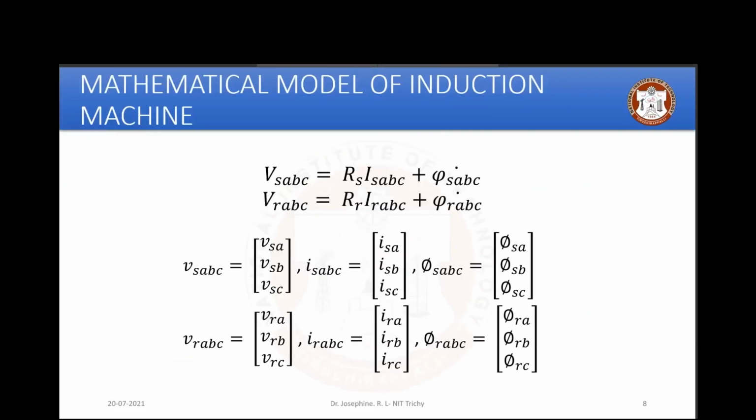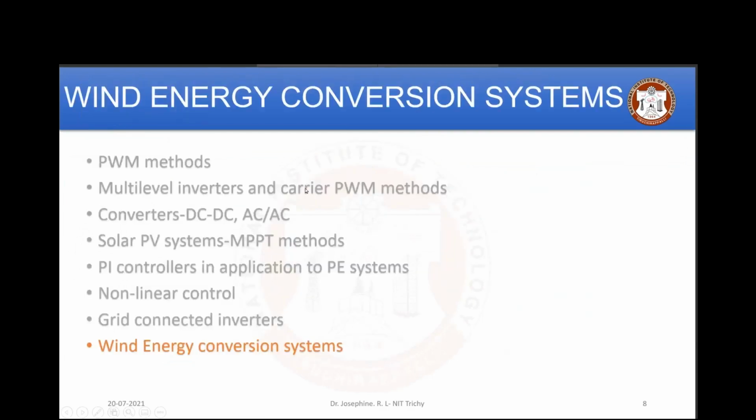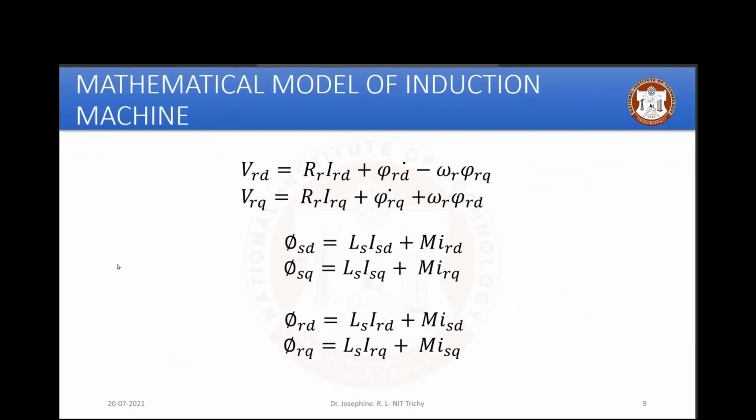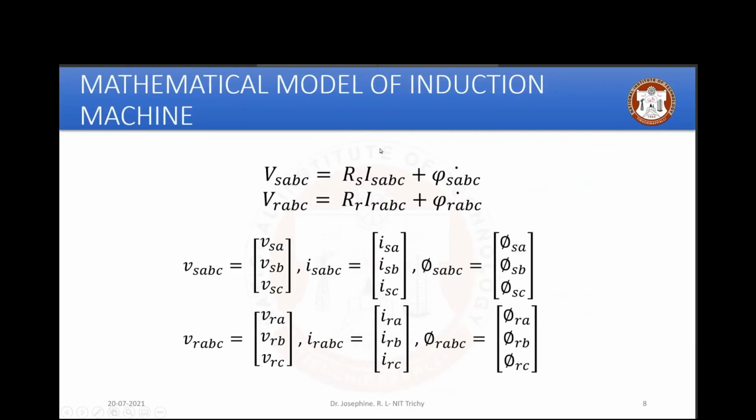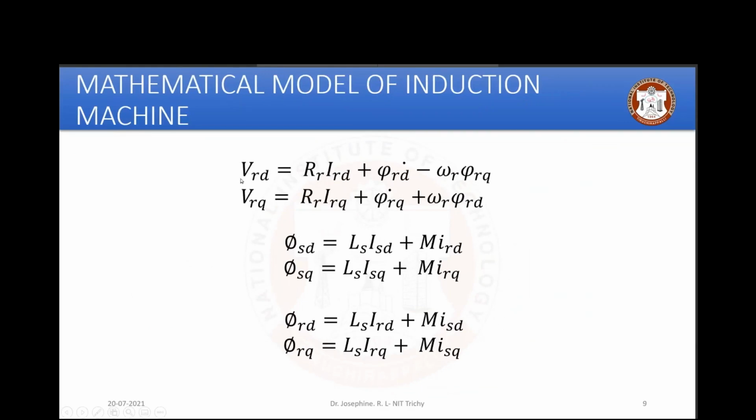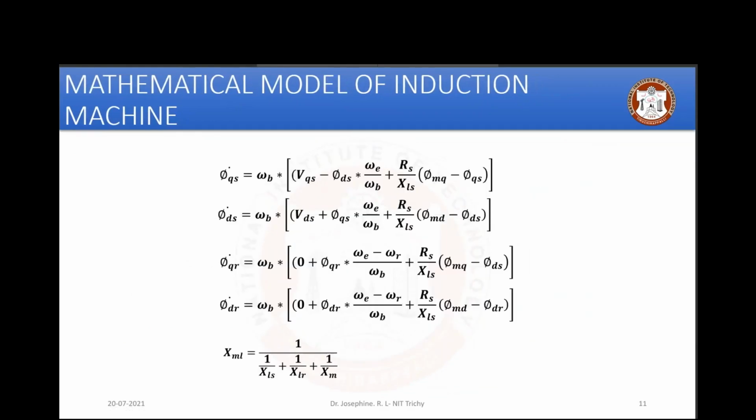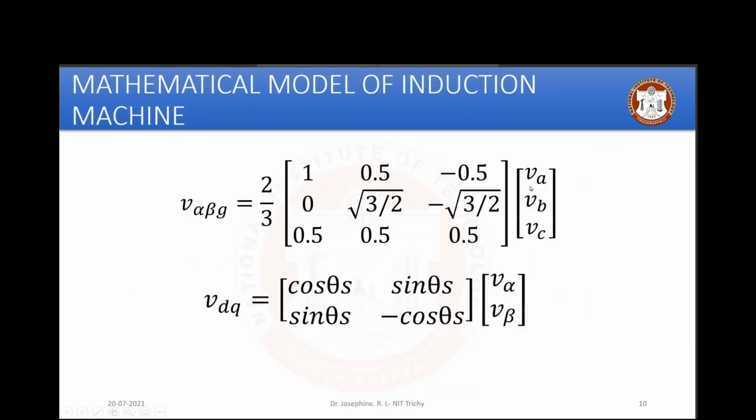So in this one, as you can see, ABC sequence. In this ABC sequence, we can convert it to DQ conversion. So that DQ conversion values I told you here. So you have to first convert ABC to alpha beta representation, and from alpha beta to DQ you are going to convert. This theta, every time you have to predict that. To predict that theta, you have to use a PLL there.